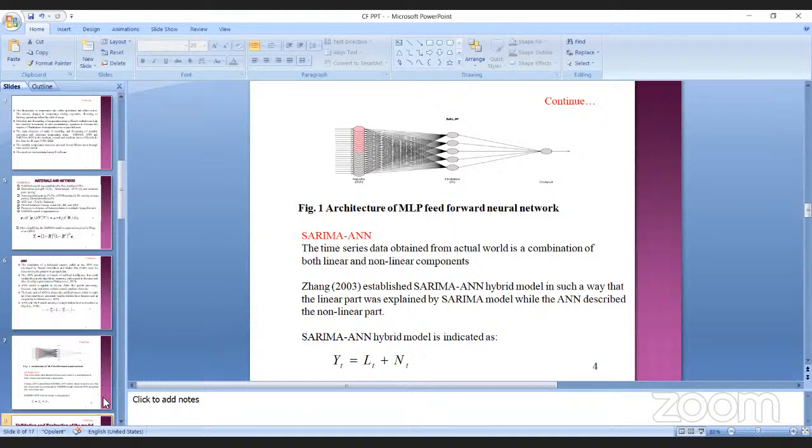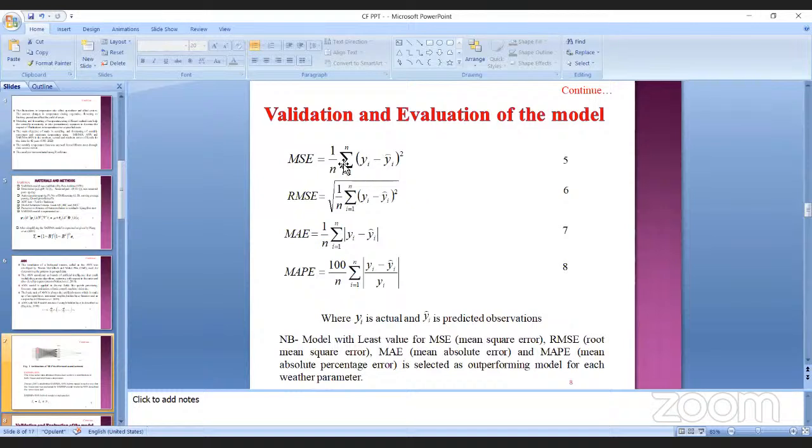So the model was evaluated. The evaluation of the model was conducted using MSE, that is mean square error, root mean square error, mean absolute error, and mean absolute percentage error. And the least value for these will be considered the best outperforming model.